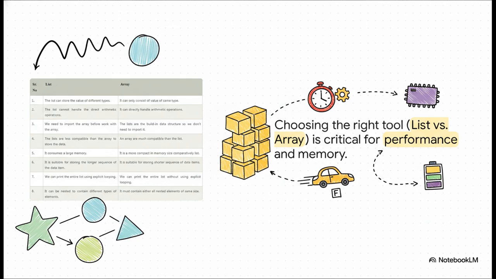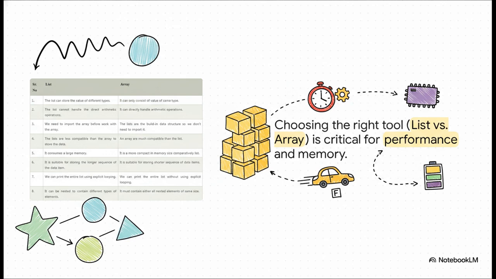So why do we even have all these different options? Why does it matter so much? Well, because choosing the right tool for the job is absolutely critical. This table here compares a flexible Python list with a more rigid structure called an array. Now, an array is like a container where everything has to be the same type and size.